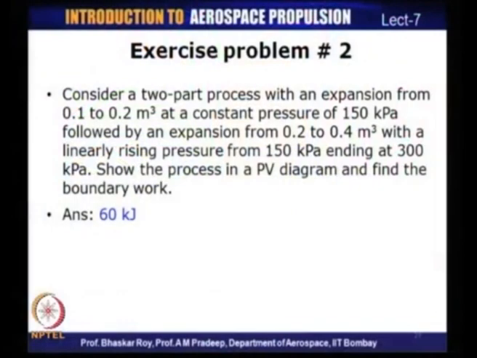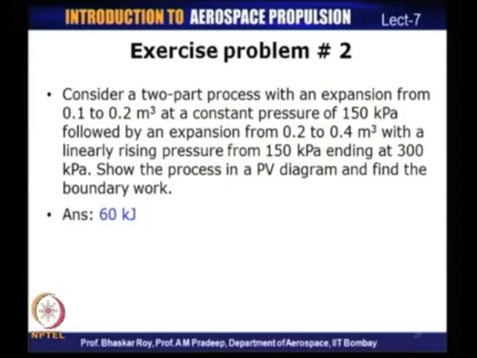Well, the second exercise problem we have today is again on an expansion process, a PV diagram process, and it is a two-part expansion process. One is a constant pressure process. Consider a two-part process with an expansion from 0.1 to 0.2 meter cube at constant pressure of 150 kilopascals, followed by an expansion from 0.2 to 0.4 meter cube with a linearly rising pressure from 150 kilopascal ending at 300 kilopascal. Show this process in a PV diagram and find the boundary work.